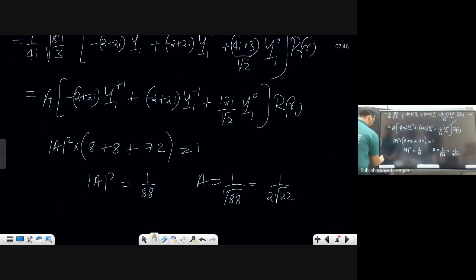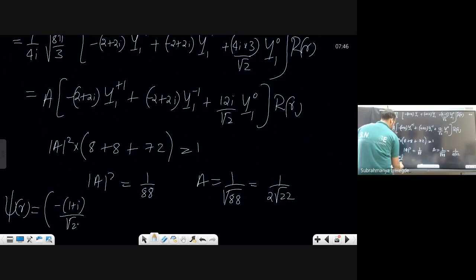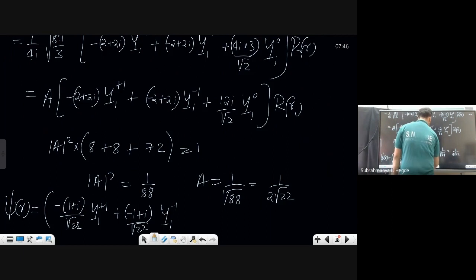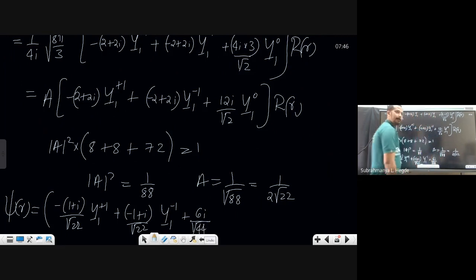Now when you substitute a, your psi of r would be, because it will be a bit easy actually, because 2 you can take common, minus 1 plus i by root 22, Y1 plus 1, plus minus 1 plus i by root 22, Y1 minus 1. So what is this one? I think 6i divided by root 44 actually. Am I right?